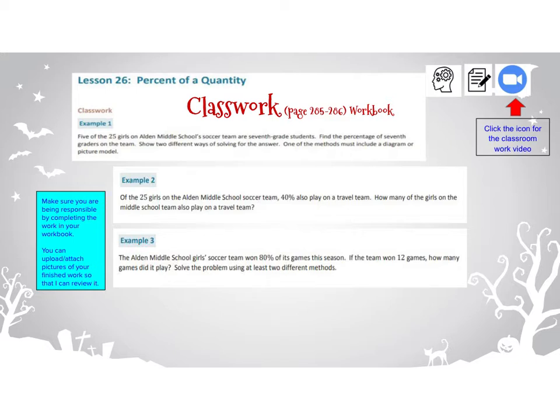They say 5 of the 25 girls on Alden Middle School soccer team, I think it's soccer season right now, are 7th grade students. And maybe you are playing on a soccer team too. Find the percentage of 7th graders on the team. So this is what they want. As soon as I see a verb, here's what they want me to do. Find the percentage of 7th graders on the team.